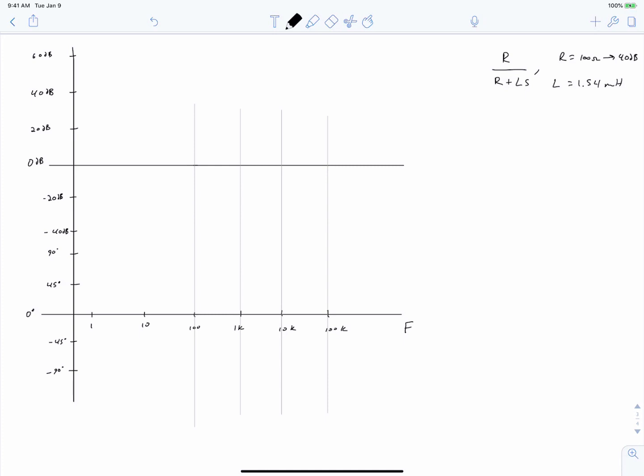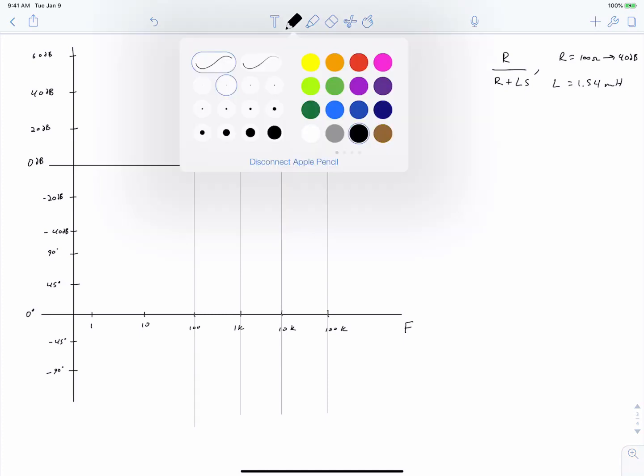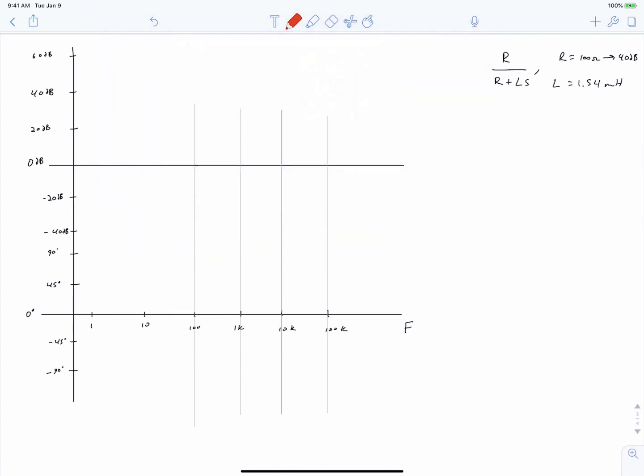So let's start by plotting R on here. Plot R as a red line, and it's 40 decibels, which means it's just going to have a constant magnitude with respect to frequency at 40 decibels. And its phase angle is going to be a constant 0 degrees over all frequency.